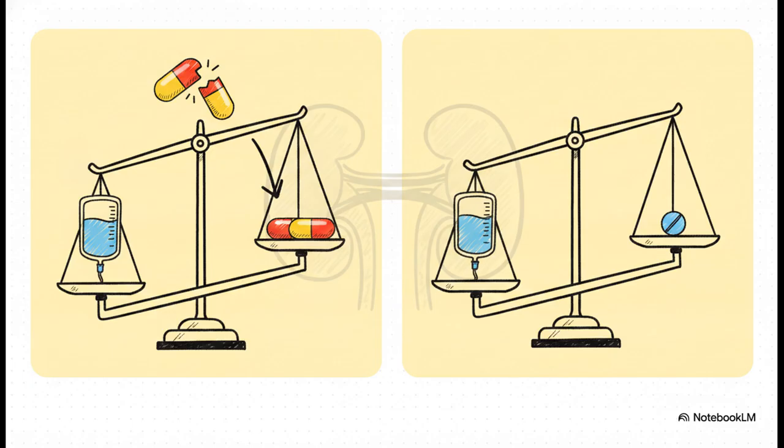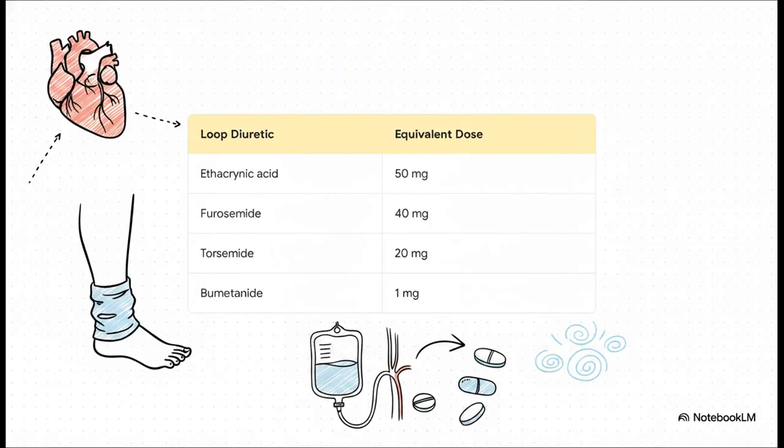You literally need twice as much oral furosemide to equal the IV dose. And here are the baseline equivalent doses for loop diuretics across the entire class. Ethacrynic acid 50 milligrams equals furosemide 40 milligrams, which equals torsemide 20 milligrams, which equals bumetanide 1 milligram. This exact conversion relationship is highly tested during heart failure transitions of care.